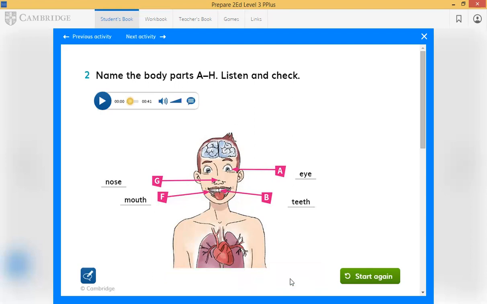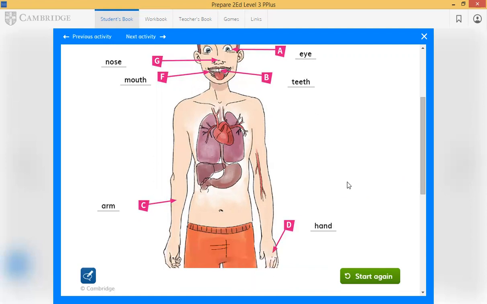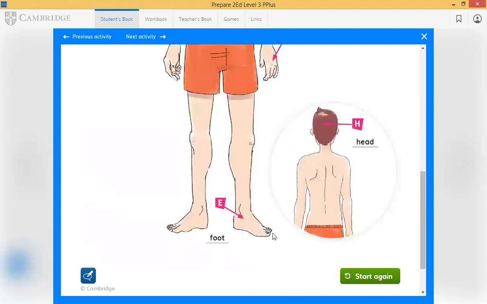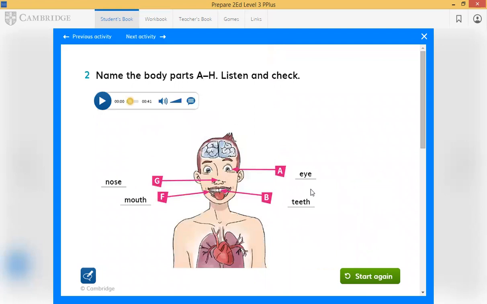Okay, right there we have B is teeth. C, arm. D, your hand. E, foot. A foot. Yes. Oh, sorry, it's F. Mouth. G, nose, and H, head. Okay, these are singulars, okay? Singular parts.